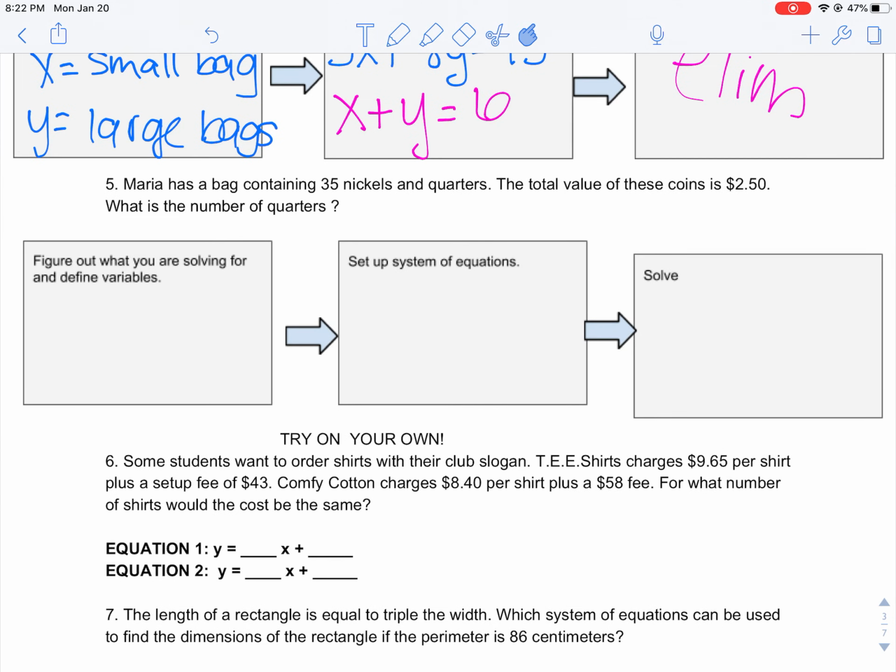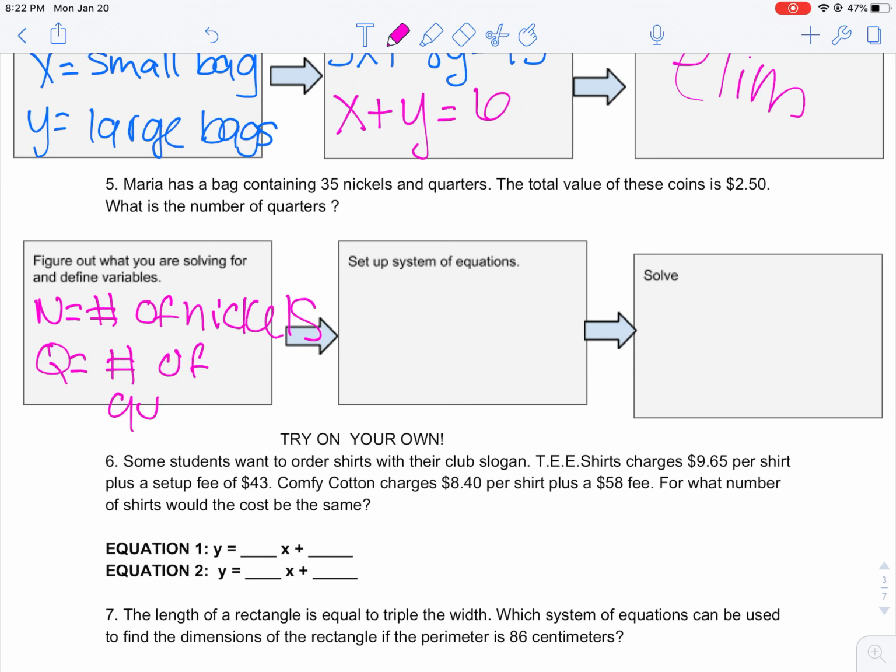All right, the very last one, it says Maria has a bag containing 35 nickels and quarters. The total value of these coins is $2.50. What is the number of quarters? So in this case, I'm going to say that N is the number of nickels, and Q is the number of quarters.